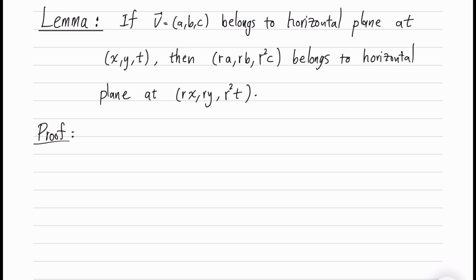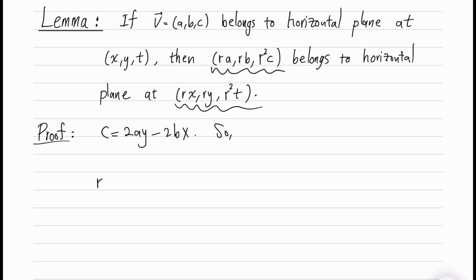Recall that the if and only if condition for being horizontal for v at the point (x, y, t) was that c be 2ay minus 2bx. So we have this in hand by the assumption. And now we test to see if this new vector belongs to the horizontal plane at this new base point. And so we have to check the new condition.